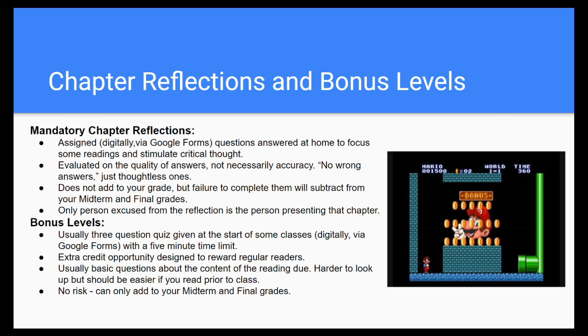I also include bonus levels. So, bonus levels are usually 3 question quizzes that I give at the start of class, digitally via Google Forms, and you have about 5 minutes to complete the bonus level.